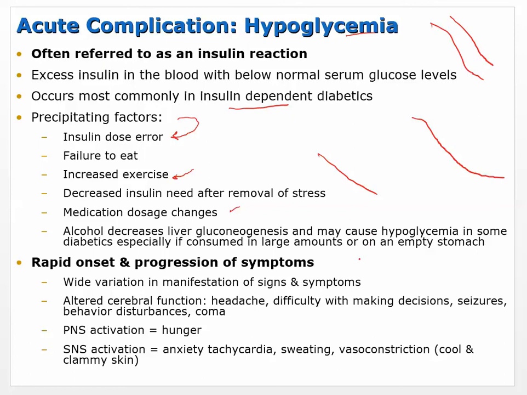so rapid onset, progression of symptoms, wide variation in signs and symptoms, altered cerebral function, headache, difficulty with making decisions, seizures, behavioral disturbances, coma. I've seen people pass out from this.